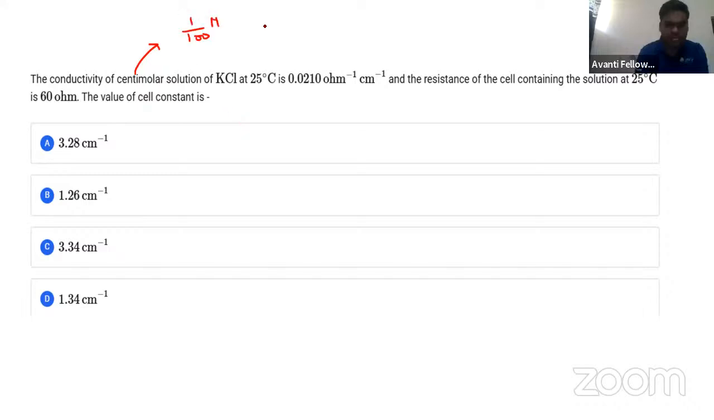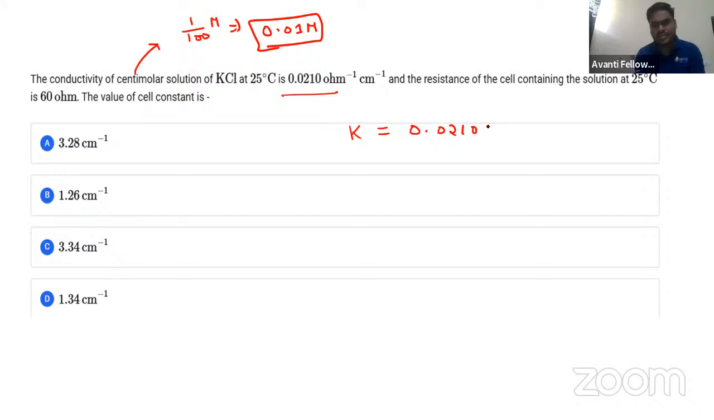1/100 M. So the concentration is 0.01 M. Instead of giving 0.01 M solution, they are giving centimolar solution. So always remember, centimolar solution means 1/100 molar solution, right? Now the conductivity of the centimolar solution at 25 degrees Celsius is given. So conductivity means kappa is given, it is equal to 0.0210, and the unit is already given, ohm inverse centimeter inverse.